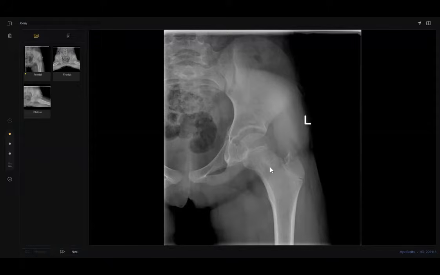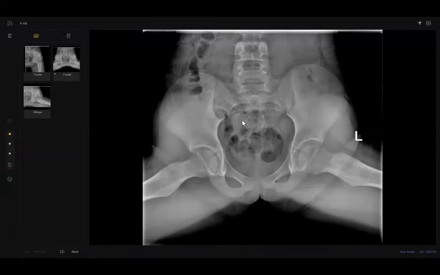Okay, I can see that there is a sclerotic line in the femoral neck region right here. Show me with the mouse. Can you see my mouse now? Yes. So I can see that there is a sclerotic line along this femoral neck region, right here. Leave the mouse, okay, one second. Look at this.